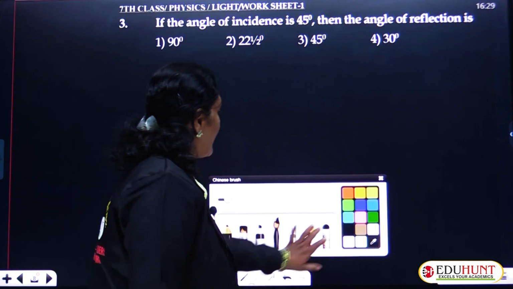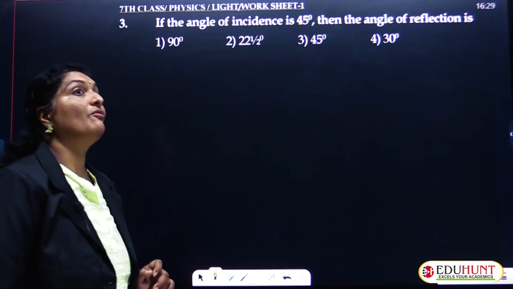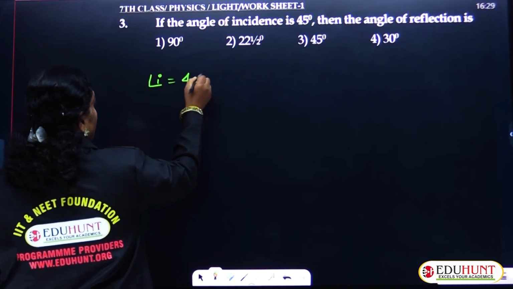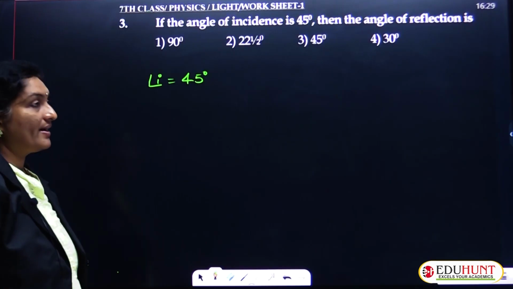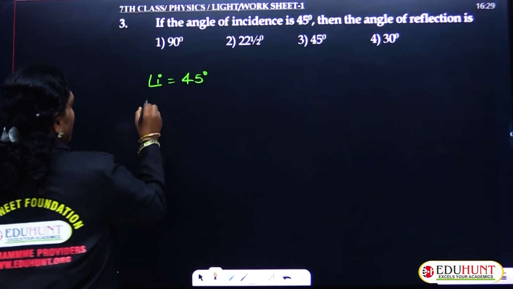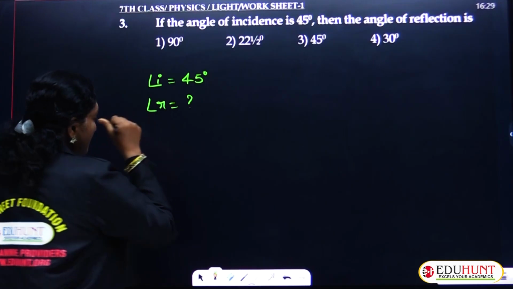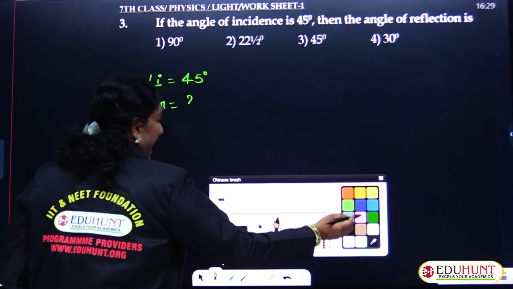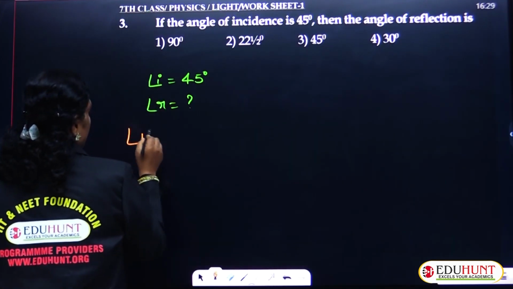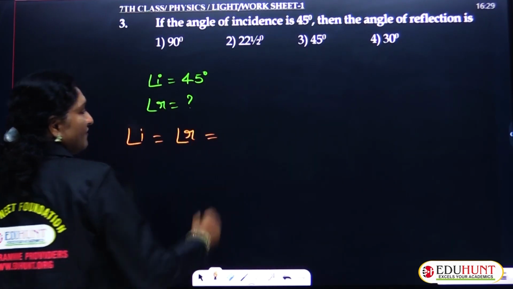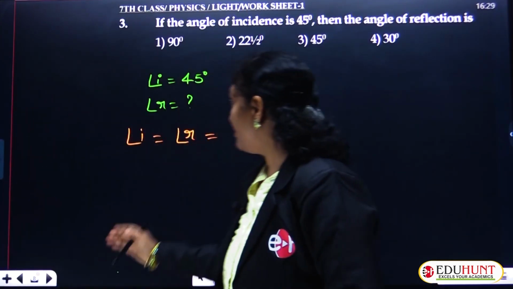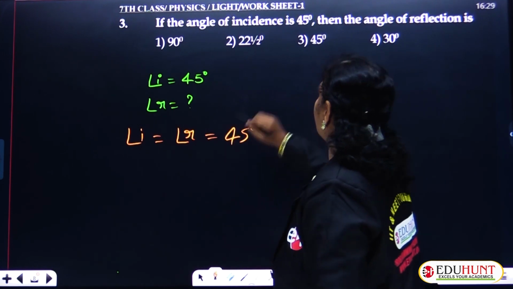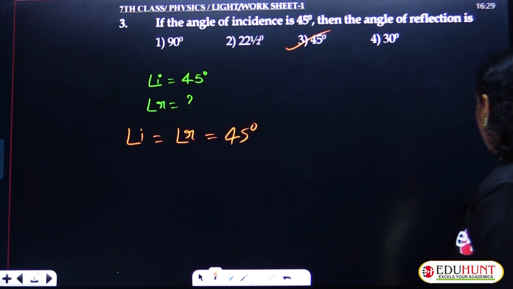Now to the next question, the third one. If the angle of incidence is given as 45 degrees, you are asked to find the angle of reflection. Then what is the value of R? According to the first law of reflection, we know that the angle of incidence I must be equal to the angle of reflection R. But what is the value of I given? 45 degrees. Hence, R must also be equal to 45 degrees. Hence, option 3 must be true.